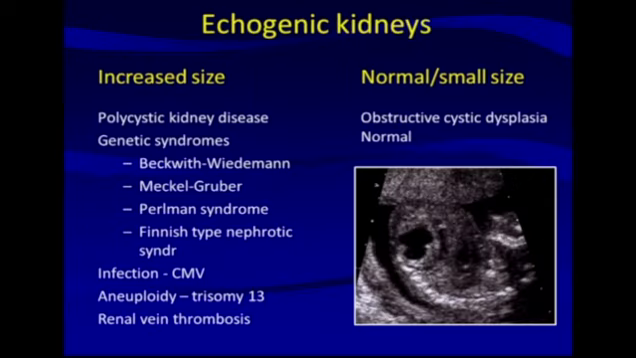Now, moving on to echogenicity within the kidneys, there are many, many causes of increased echogenic kidneys. Some of these are inherited diseases, some are acquired, and you can see in the list I've broken them down into kidneys which are echogenic and increased in size, and those that are echogenic and normal size. When we talk about increased size echogenic kidneys, some of the things we would consider would be inherited polycystic kidney disease, some genetic syndromes, some of which I'll show you, some acquired things like a CMV infection, renal vein thrombosis, as well as chromosomal abnormalities. And the normal-sized echogenic kidneys include normal kidneys as well as obstructive cystic dysplasia.